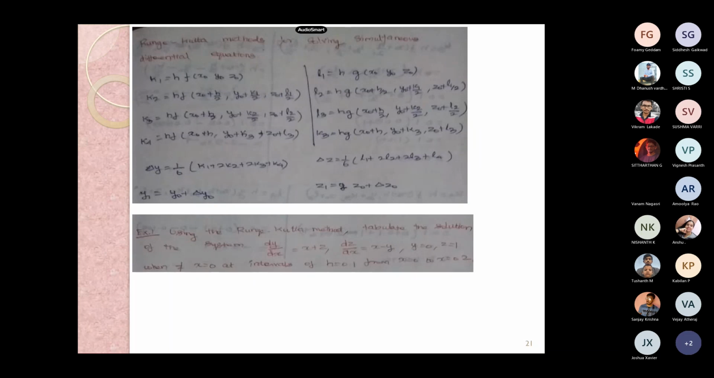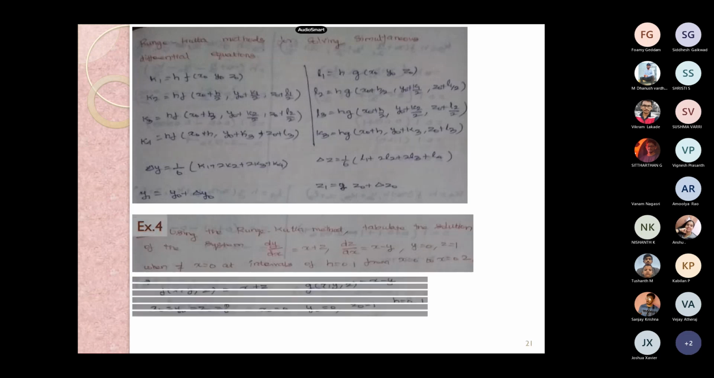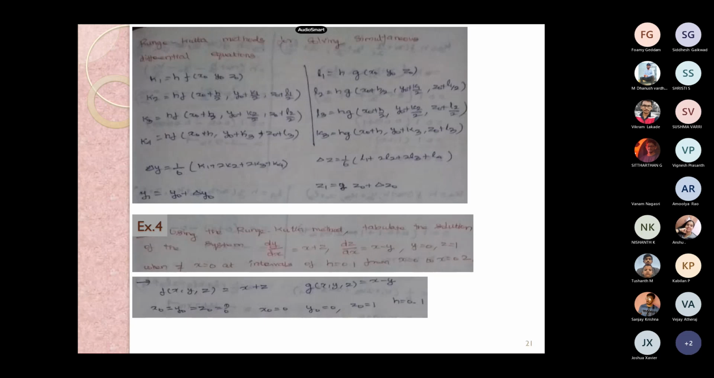So we need to apply the above formulas in order to find y1 and z1. When x is equal to 0, y is equal to 0 and z is equal to 1, at intervals of h equal to 0.1 from x equal to 0 to x equal to 0.2. And f of x, y, z is equal to x plus z, and g of x, y, z is equal to x minus y.